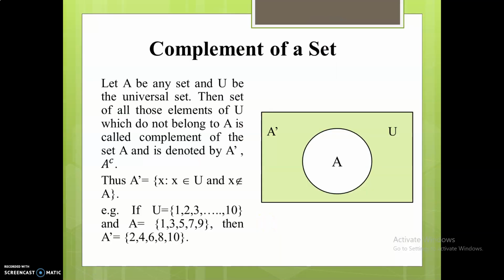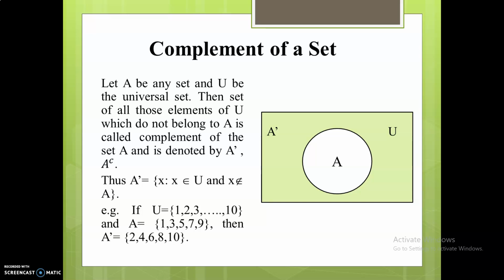तो सबसे पहले हम स्टार्ट करेंगे कॉम्प्लीमेंट ऑफ अ सेट। Let A be any set and U be the universal set, then set of all those elements of U which do not belong to A is called complement of the set A and is denoted by A dash or A complement. Thus we have A dash, where we have all those elements of U which do not belong to A. तो A dash में वो elements होंगे जो कि A में नहीं होंगे, as you can see from here.